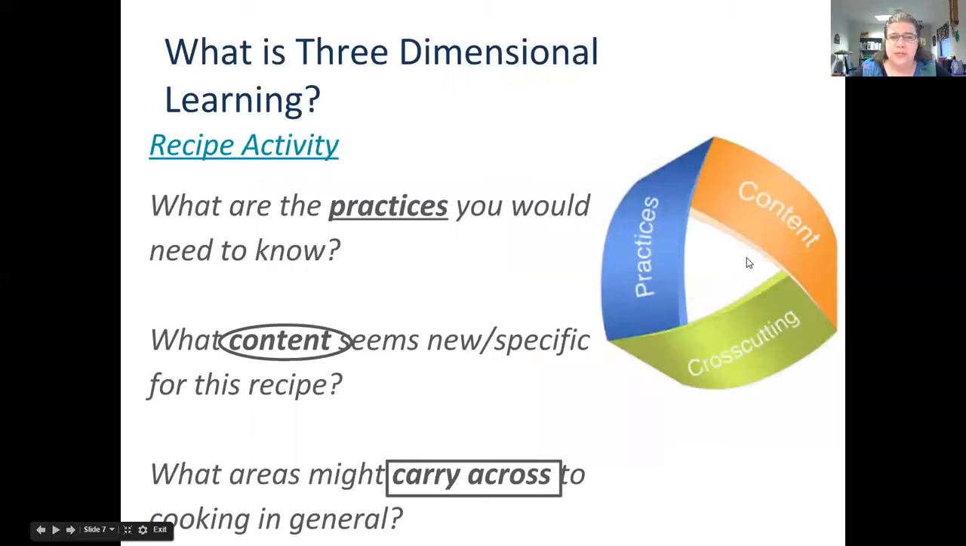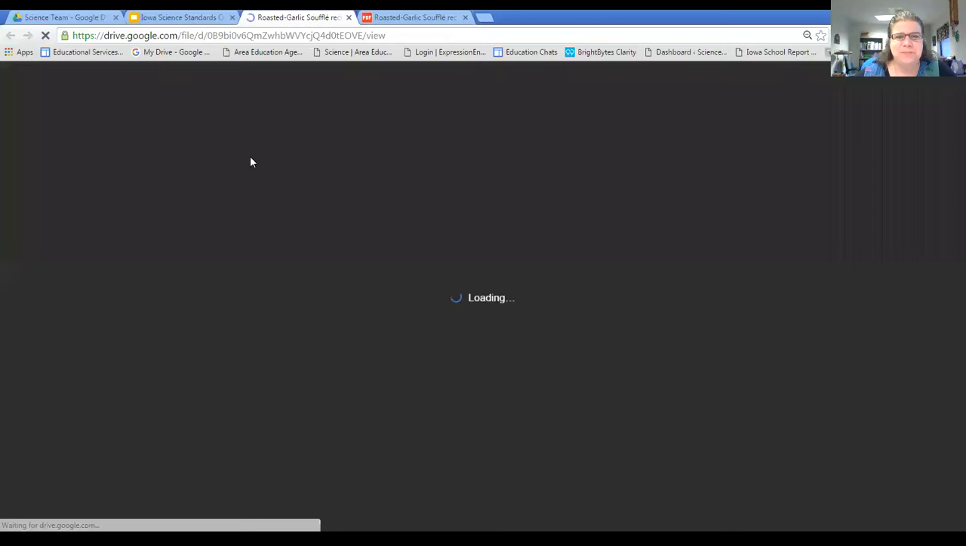One of the cornerstones of our new science standards in Iowa, or the Next Generation Science Standards, would be three-dimensional learning. This is frequently a new term to teachers who have not been familiar with the Next Generation Science Standards. So I have a quick activity for you to apply what three-dimensional learning might look like, but instead of in a science classroom, it's something that we're a little bit more familiar with. So we're going to take a look at a recipe.